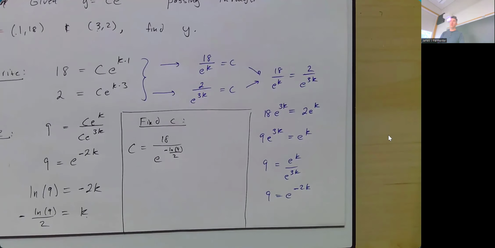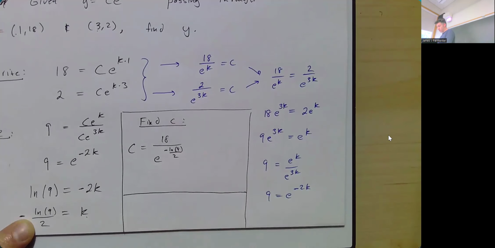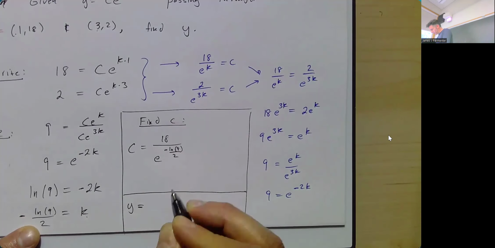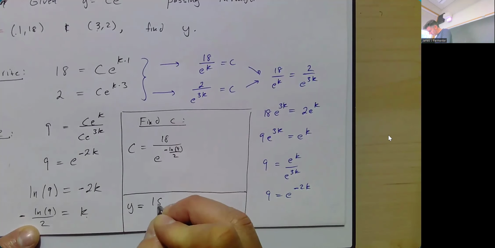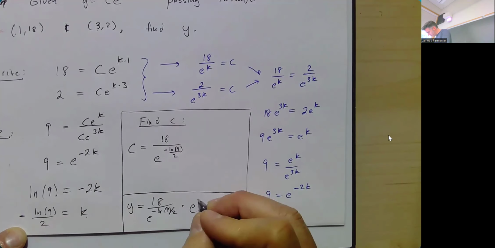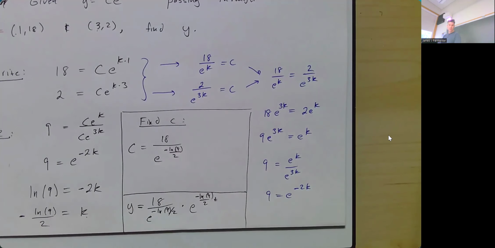I will show you just for the sake of showing you, but if I was taking an exam, I wouldn't bother, and I would just write my final answer, which I don't really have room to write. I guess I'll write right here. My final answer is going to be y, right? Because I'm asked to find y equals this C value, 18 over e to the negative natural log of 9 over 2, times, that's C, right, e to the K t. Gross. But that's a perfectly fine answer.